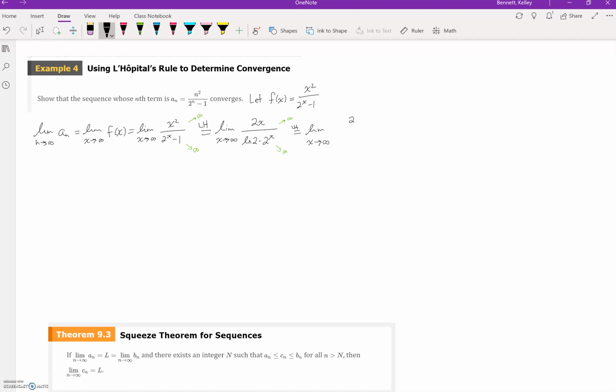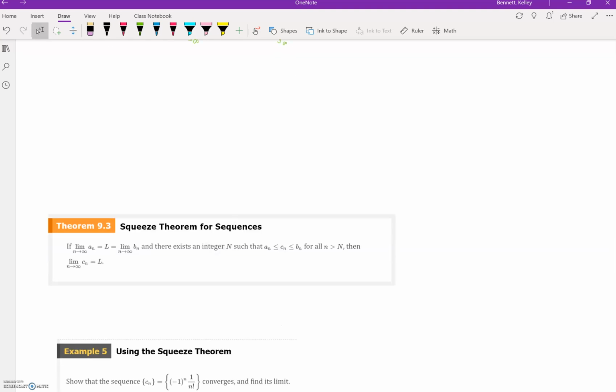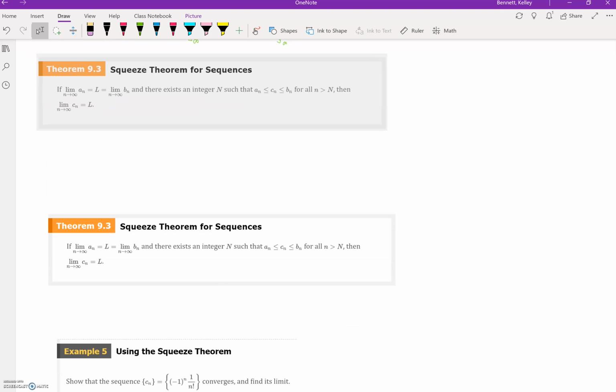So I'm going to get 2 on top, and on the bottom, I have to multiply again by ln of 2. So I'll have ln of 2 quantity squared times 2 to the x. And this time, because the top is constant, the bottom goes to infinity and the whole limit is 0. So that's example 4.